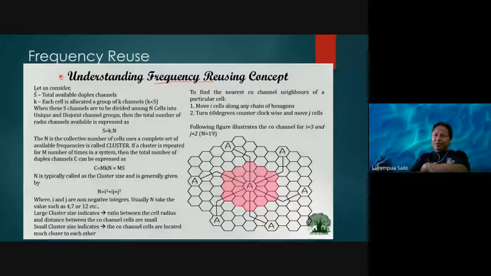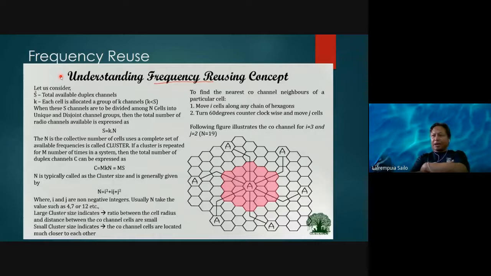K means each cell is allocated a group of K channels, a group of frequency channels. So each cell is located a frequency group. Then K should be less than S.